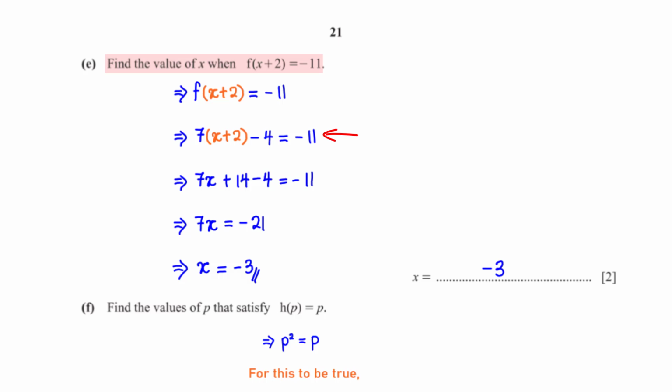When we expand the brackets, 7 times x is 7x. 7 times 2 is 14. When we group like terms, this is what we get. When we divide both sides of the equation by 7, we have x equals negative 3.